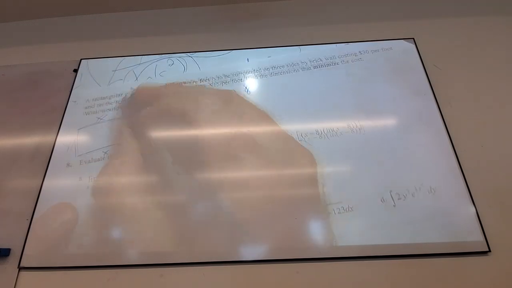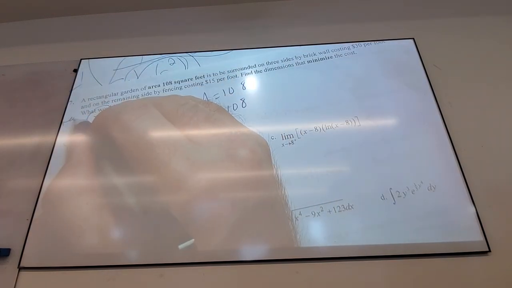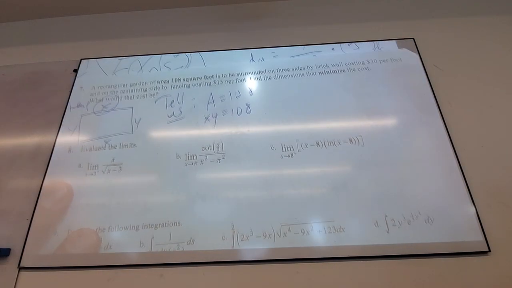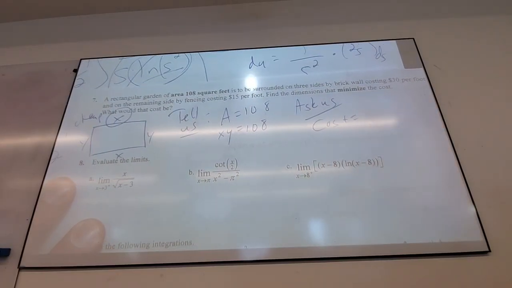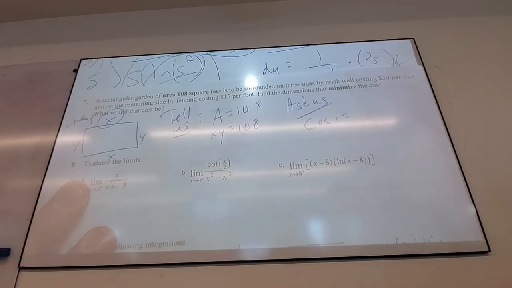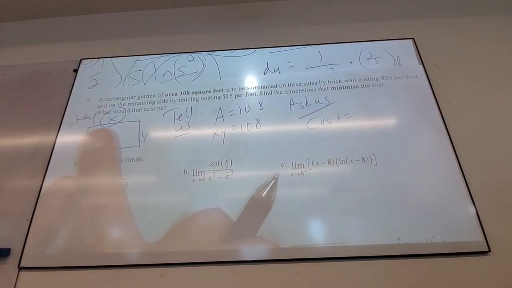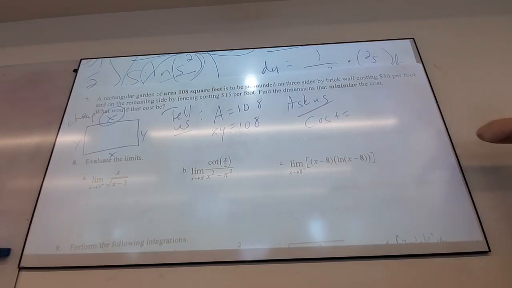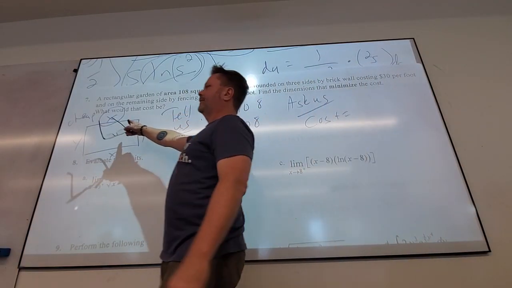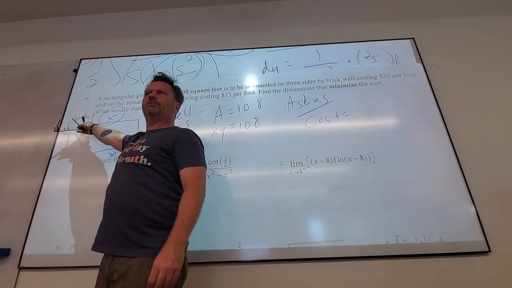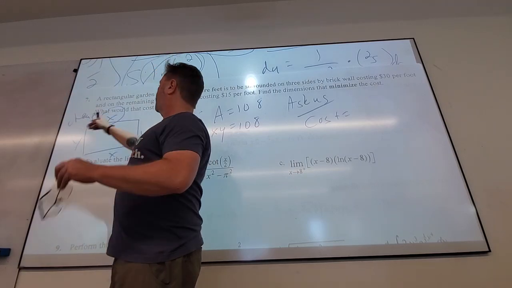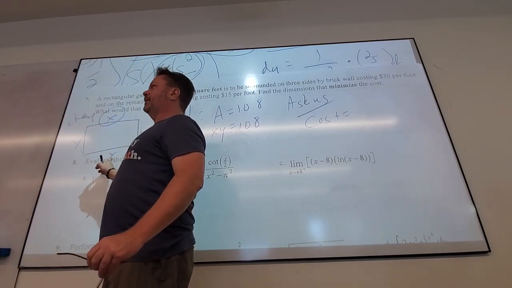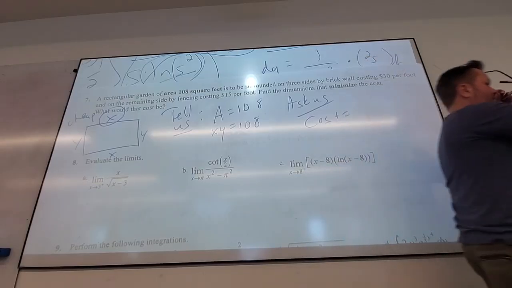So we're gonna make this one the cheapest. So what is my cost formula? Don't overthink it. How much does that side cost total? $15 per foot. How long is it? Tell me exactly how long this side is. X feet long. So how much total money is it? 15x. Yes? 15x plus 30x is?